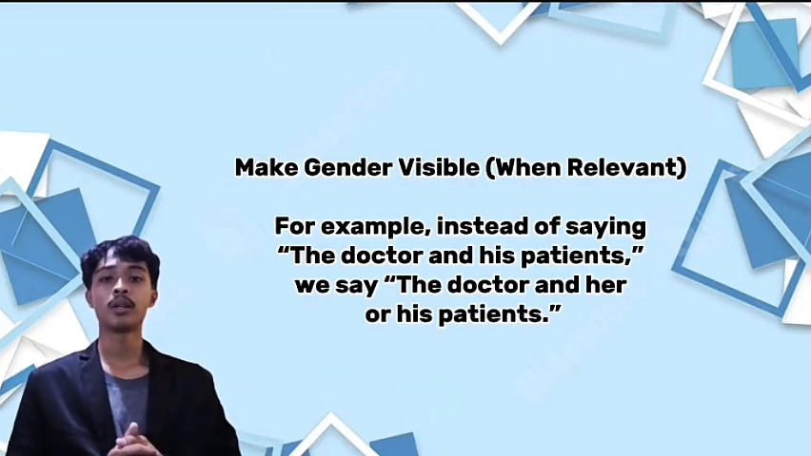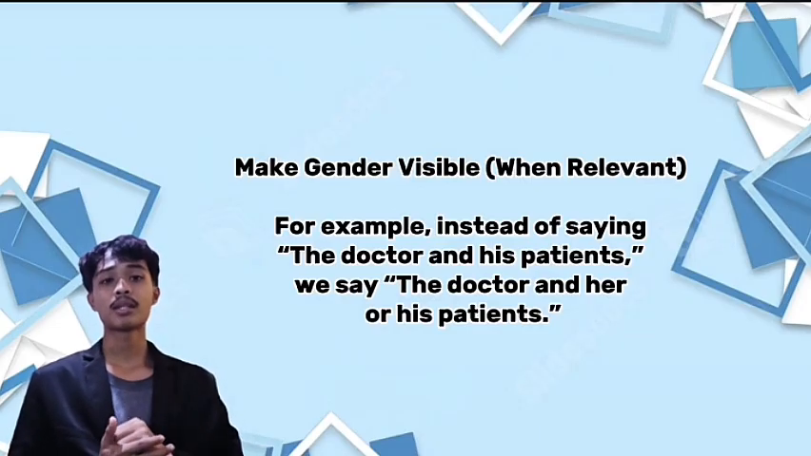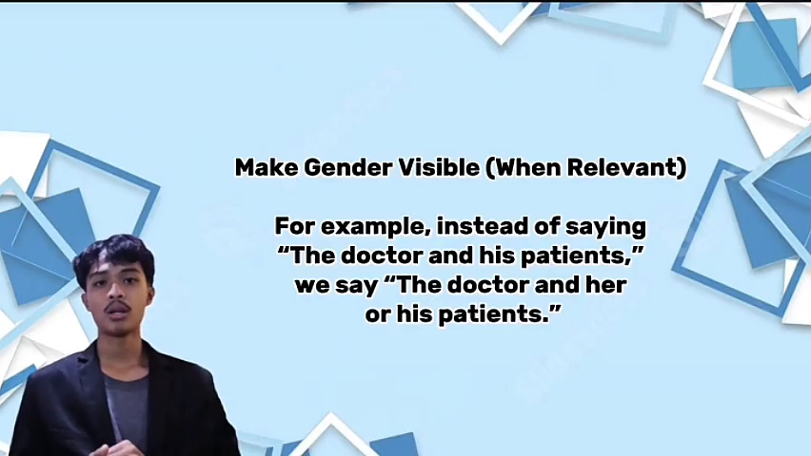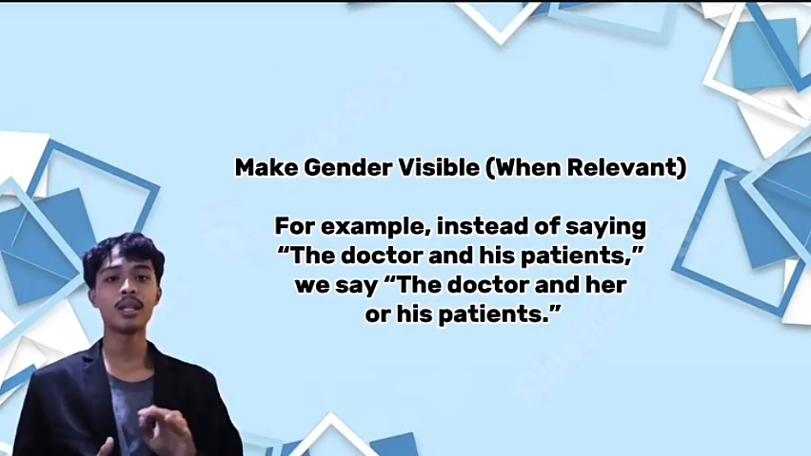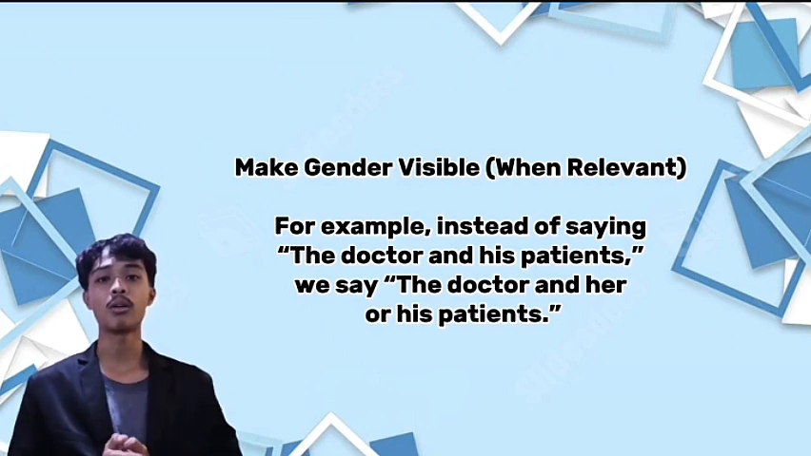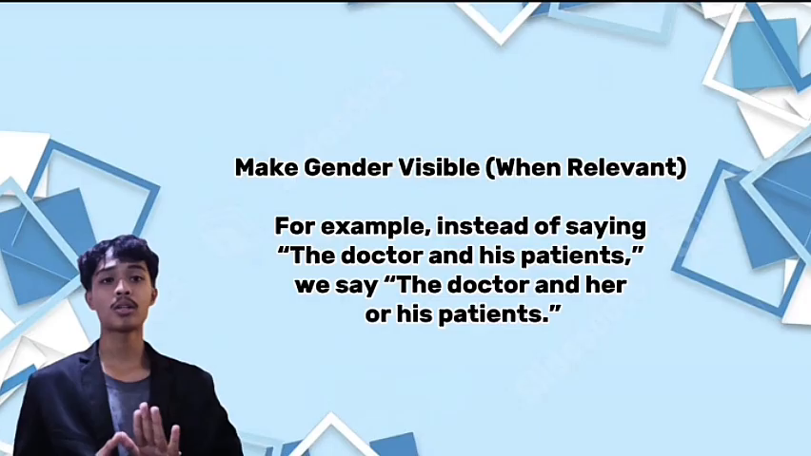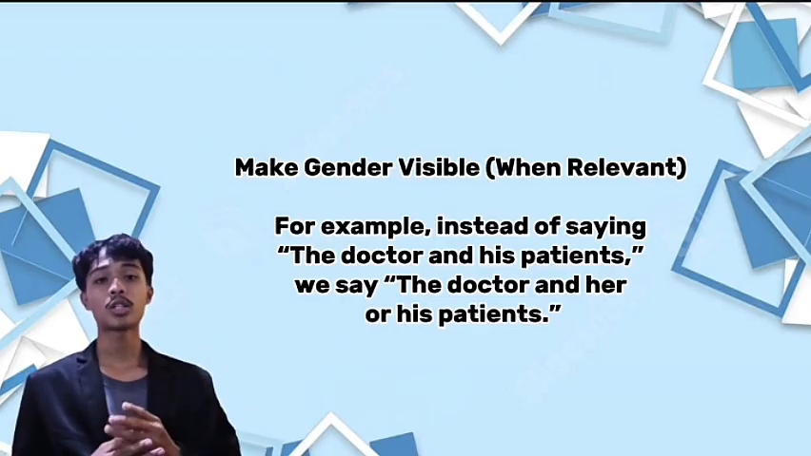We have also here, make gender visible. This means that when gender is important in the message, we should mention all genders clearly. For example, instead of saying the doctor and his patients, we say the doctor and her or his patients. This is important because doctors can be male or female. By including both her and his, we recognize that both genders are represented. So when gender matters, we should make sure that our language reflects that fairly.